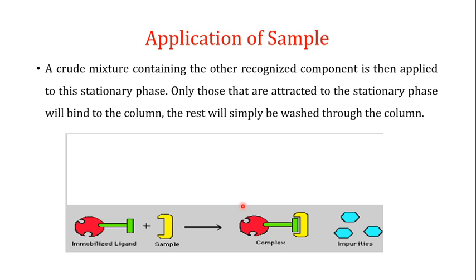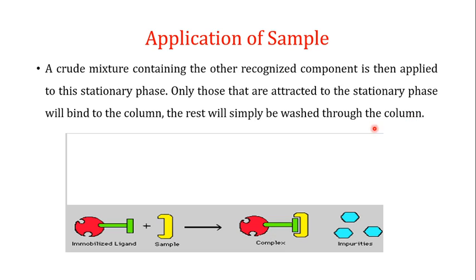The second step is the application of the sample. By that I mean that once you have prepared your affinity chromatography for the separation, you are going to apply your mixture, or your sample, to the immobilized ligand. Now, a crude mixture containing the other recognized component is applied to the stationary phase. Only those that are attracted to the stationary phase will bind to the column, and the rest will simply be washed through the column.